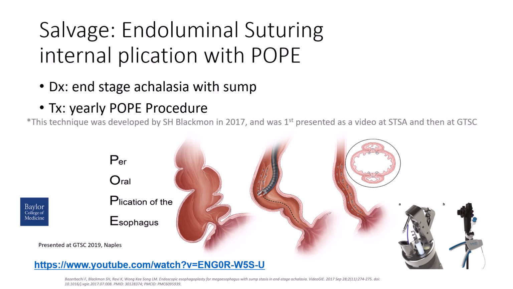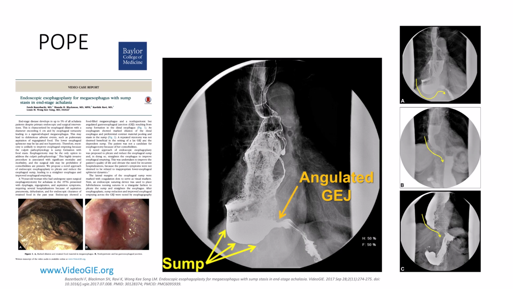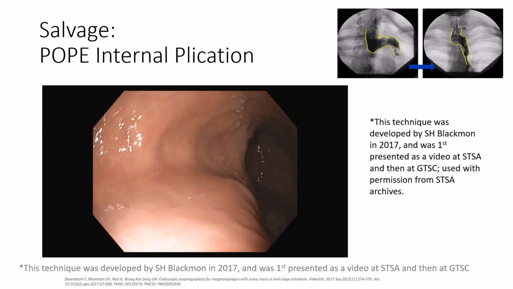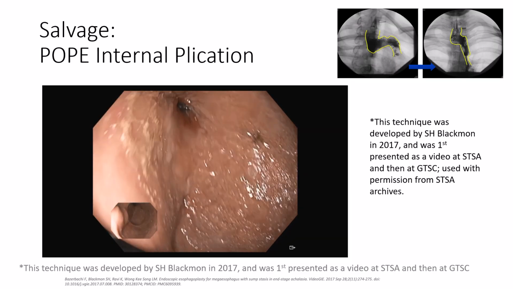This video was first presented at the General Thoracic Surgery Club in 2019 in Naples. As you can see in this particular case in our publication, as well as in the video on videogie.org, the patient had an angulated esophagogastric junction and severe sump formation. After plication, that sump formation was gone and the esophagus was more narrowed and there was no more bezoar or food retention within the esophagus. This video demonstrates the technique that we developed.